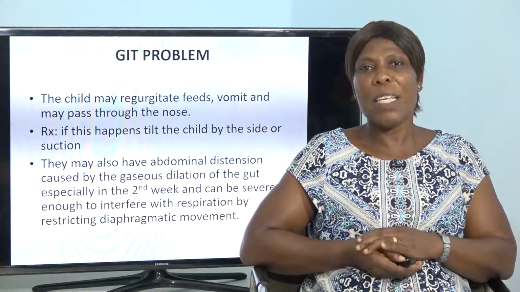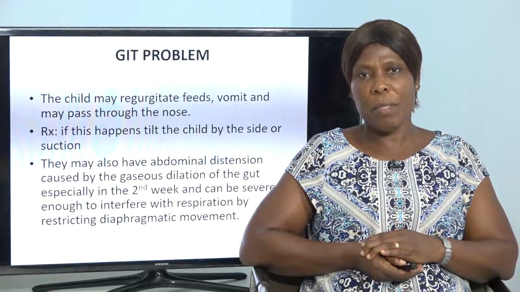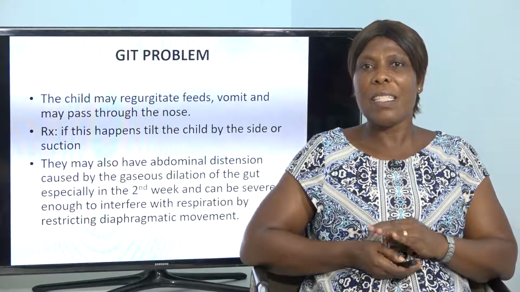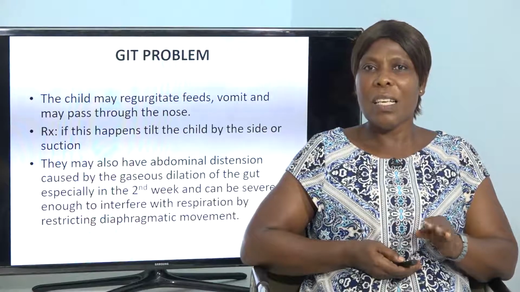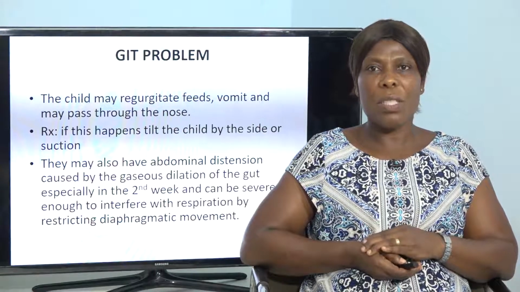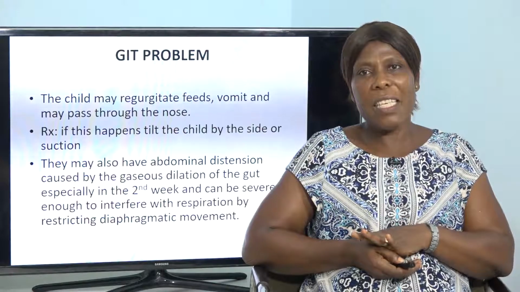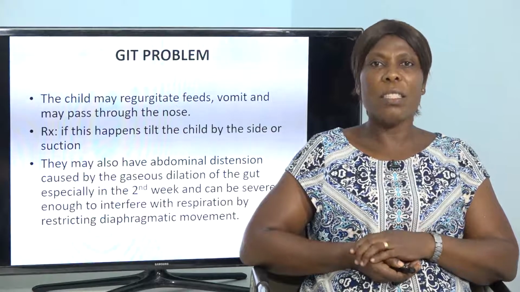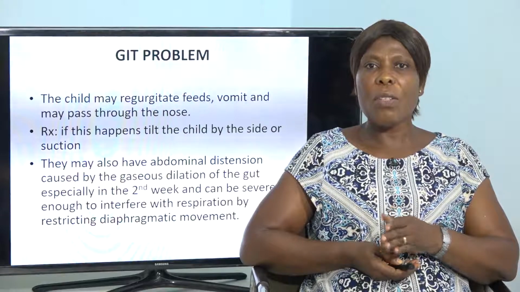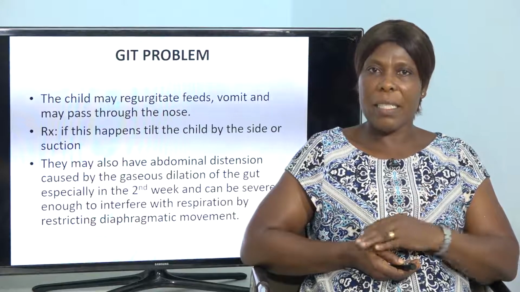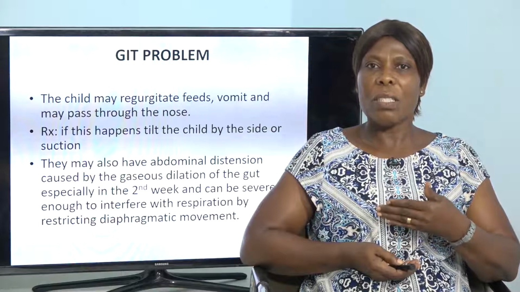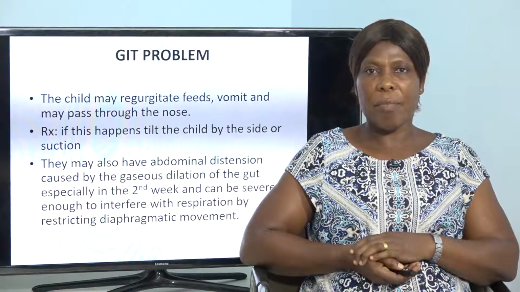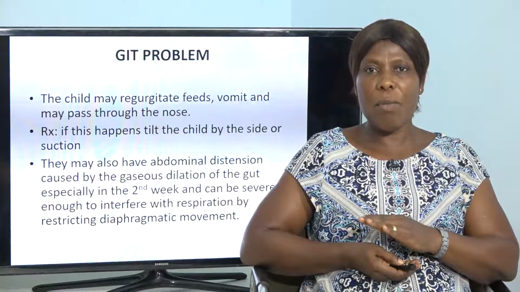How best do we manage these GIT problems? When this kind of regurgitation and vomit occurs, and then it passes through the nose, you just turn the child to one side, or you suction the baby. You may also have the abdomen distended as a result of what? Gaseous dilation of the GIT, especially in the second week.